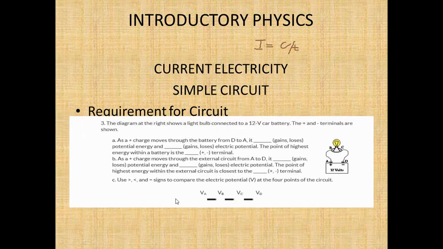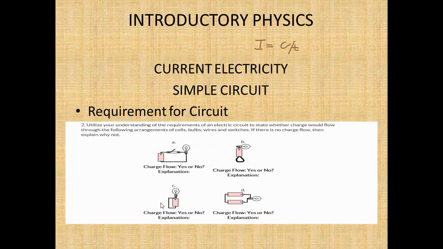Okay, let's look at this one. We connect our low potential terminal to the high potential terminal, but the battery is on top of the high potential terminal. This is not a closed loop, so the bulb is not going to light. Let's look at this one.